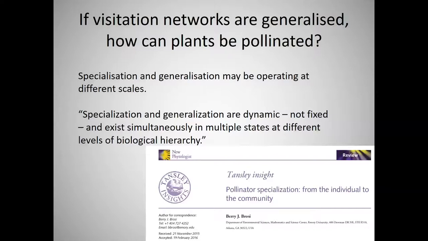that specialization and generalization in pollination networks could actually exist at the same time at different levels of hierarchy. Now, to be fair, this isn't an original idea. In fact, the seed of this idea goes back to Aristotle. But Brosi was a nice summation, if you like, of where we are with this particular subject right now.